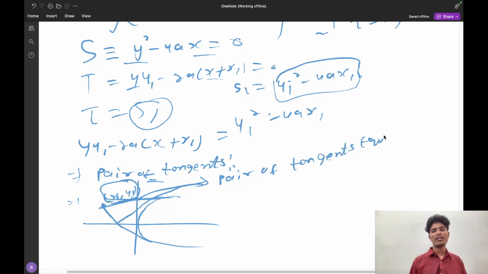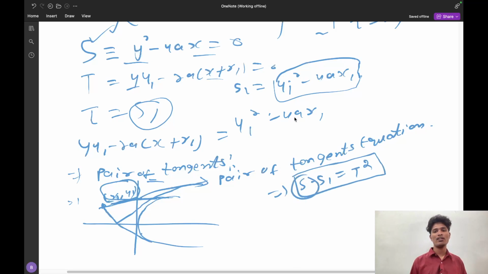For the pair of tangents equation, the equation will be S into S1 is equal to T squared. I already discussed what S is. S is this one. What is S1? S1 is this one. And what is T? T is this one, and the square of this.